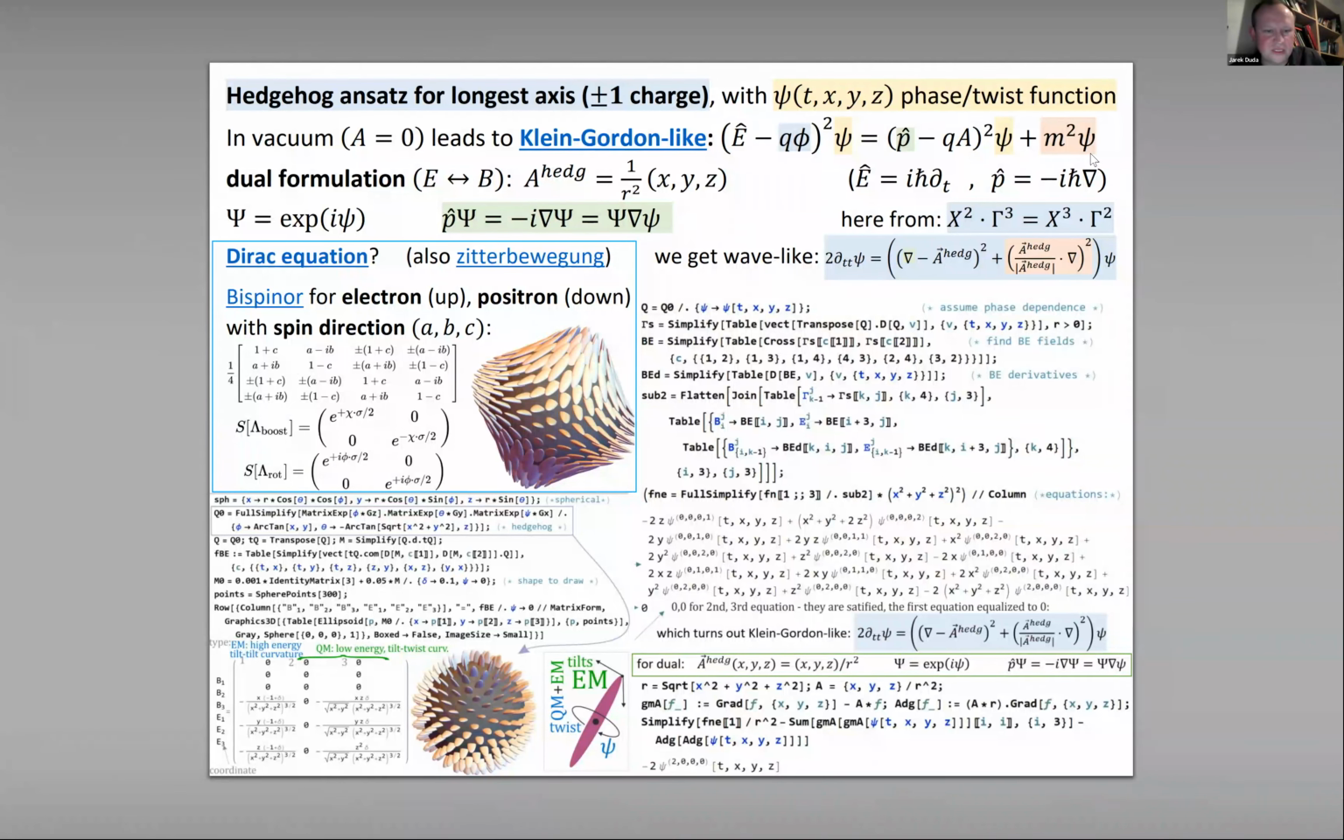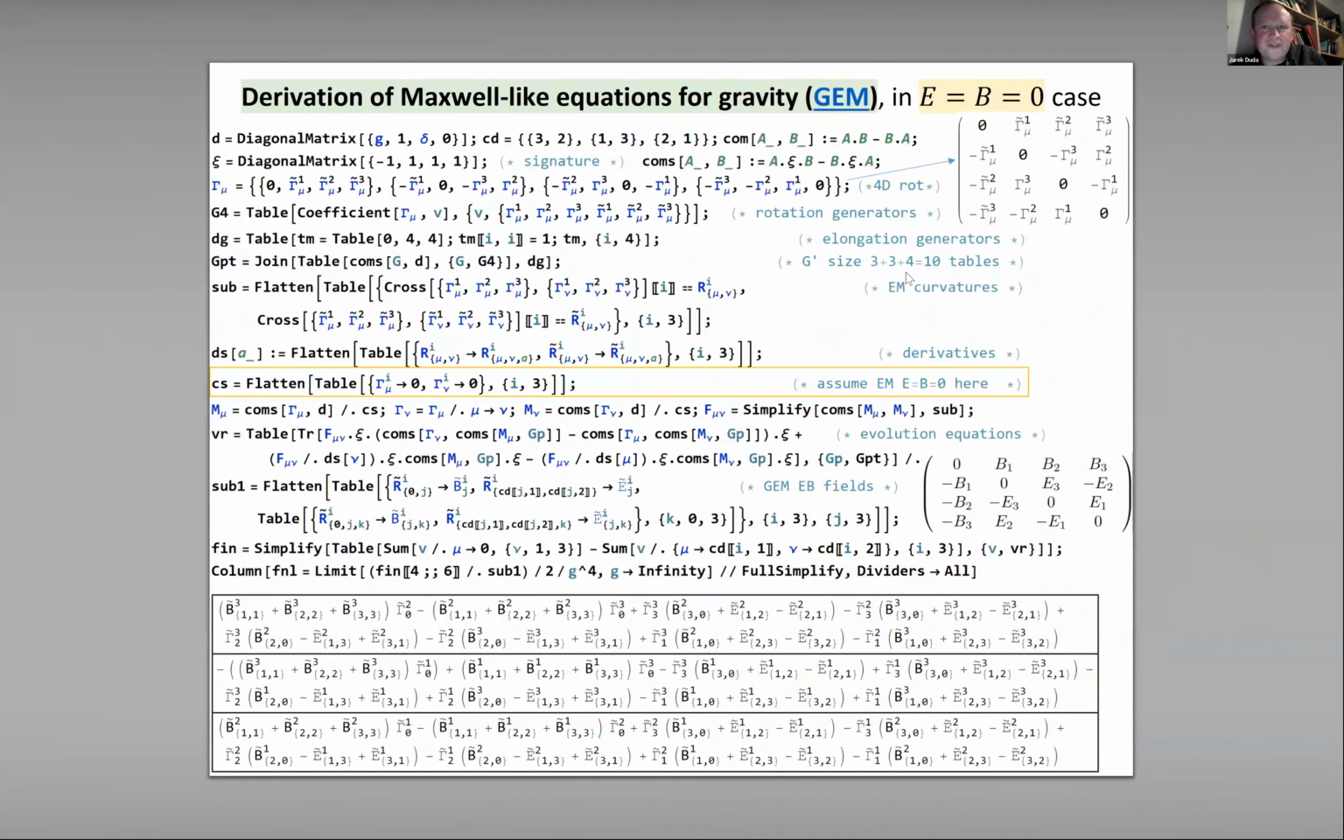I'm working on that now. Okay, so for the gravity, here is an analogous derivation. Now I'm assuming that the electric and magnetic fields are 0, and I only rotate the temporal direction, and I get a second set of Maxwell equations for this temporal rotation. So with these gammas, not spatial rotation but temporal rotations, I automatically get a second set of Maxwell equations for gravity.